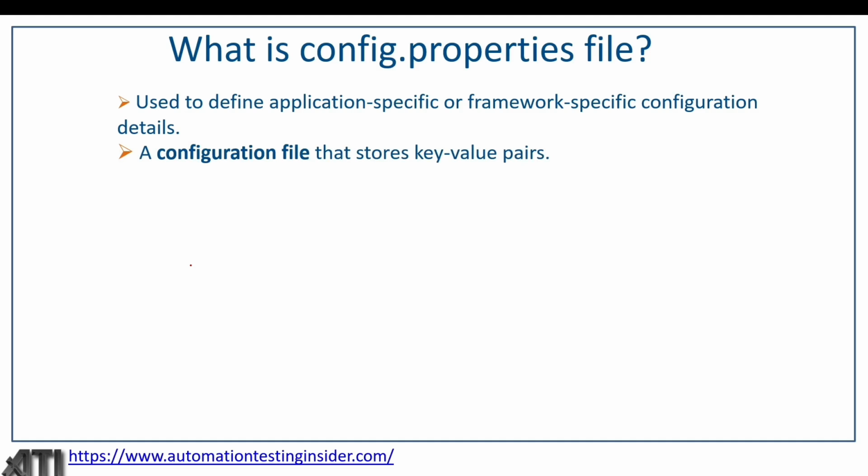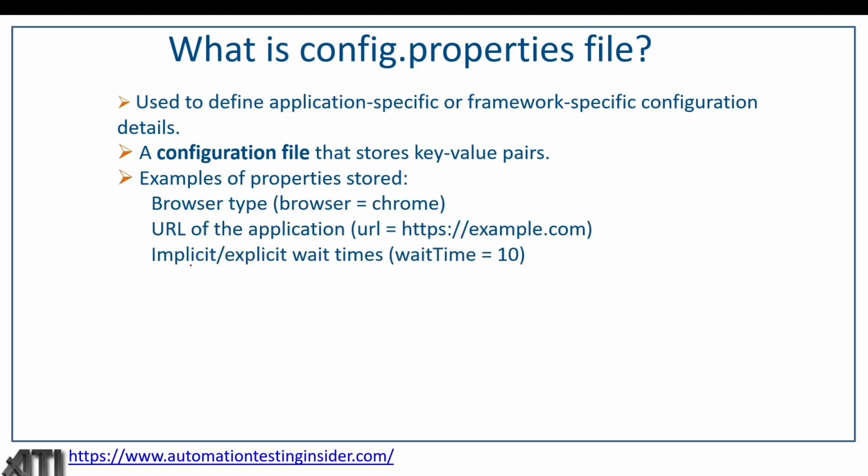Key-value means, let's say we have a configuration like URL, the URL of the application. We can define URL is equal to so-and-so URL. So the URL is the key, and whatever URL we have after the equals sign is the value. That is a key-value pair. Examples of properties stored: browser type, like browser is equal to Chrome, for example, the URL of the application, example.com, and explicit wait times. We can define some wait times there as well.